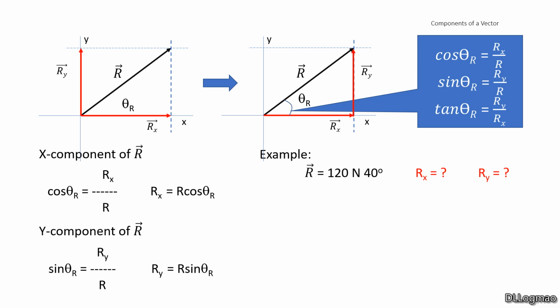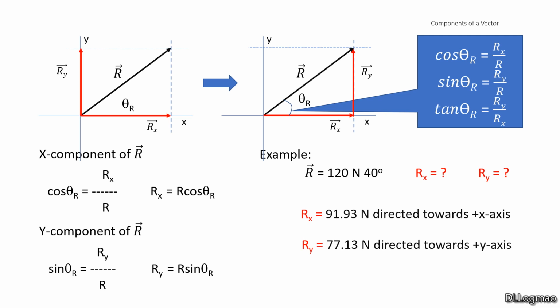Example: vector r is equal to 120 newtons, 40 degrees. What are the values of r sub x and r sub y? After calculating, r sub x is 91.93 newtons directed towards the positive x-axis, while r sub y is equal to 77.13 newtons directed towards positive y-axis. How are these values obtained?